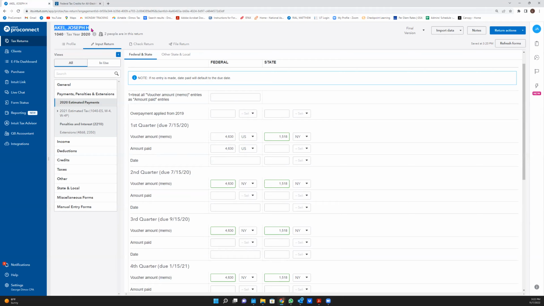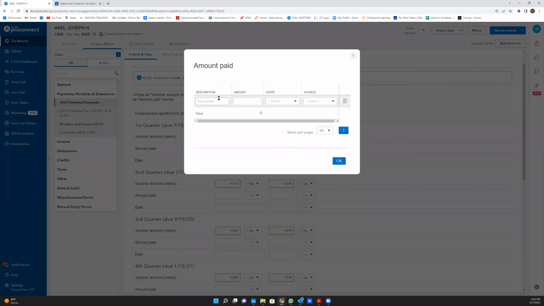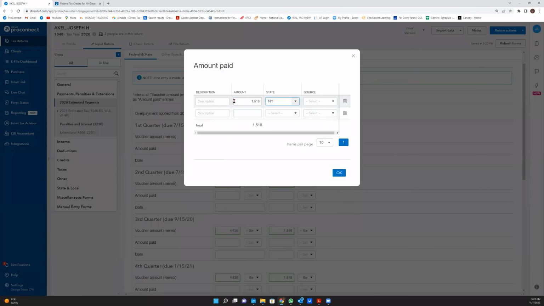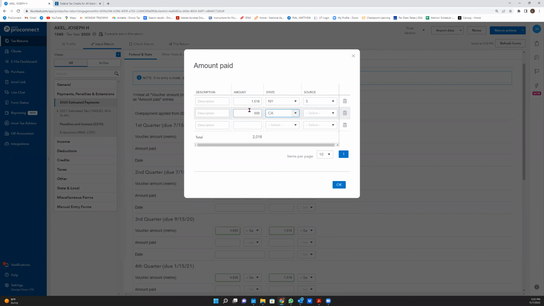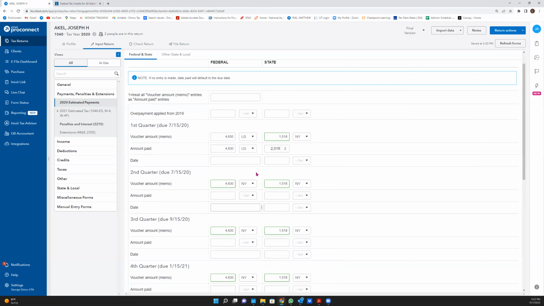By the way, we can see that it's Form 1040. So this is the form we're going to be talking about today. For the states, there's this magical button. You could say that, for example, 1518 was paid to New York, and the source is going to be state. And let's say 500 he actually paid to California, and that's again state. So you're going to have a list here.